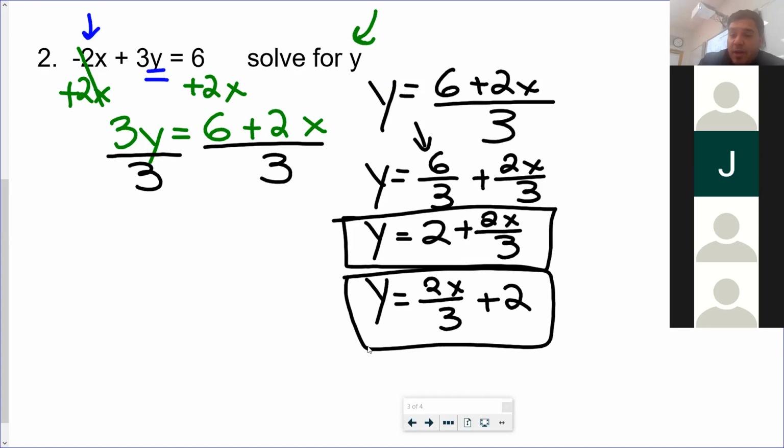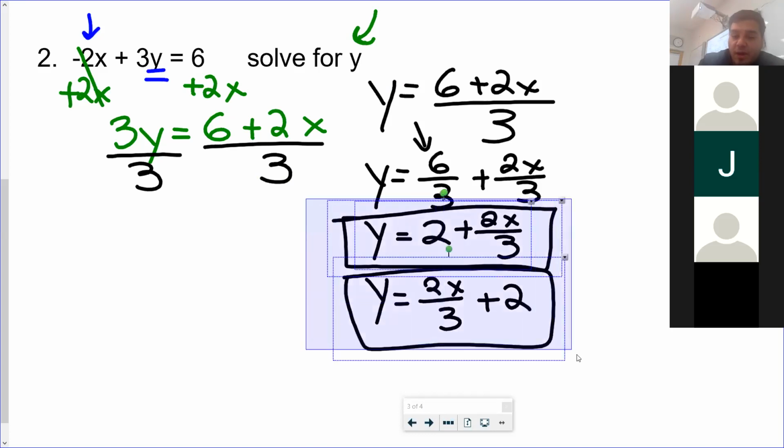That was a lot of stuff. Any questions? Can you give us a problem to try by ourselves? I have 2 problems and an exit ticket. Wait, is that the final answer? Still 2x over 3, you don't do anything with it? No, because 2 over 3 is as simple as possible. So one of these 2 answers is fine. They're just reordered.